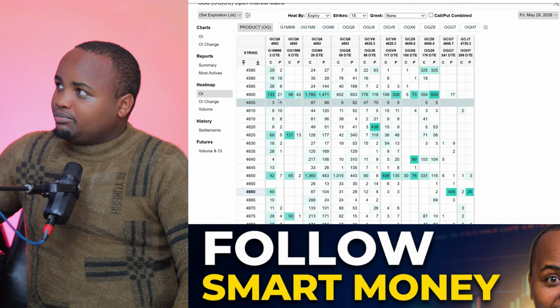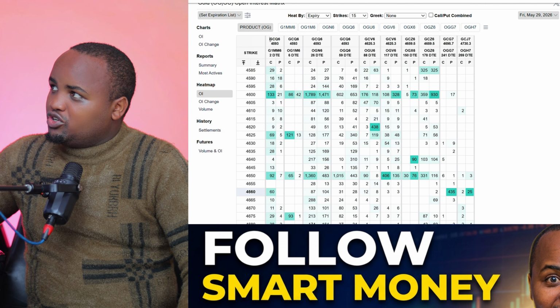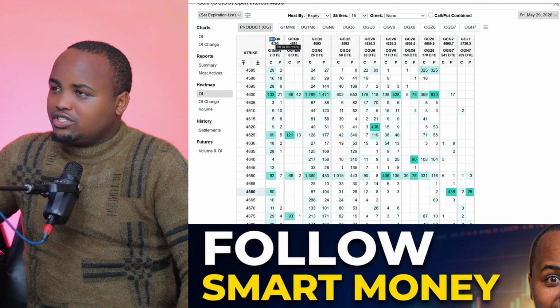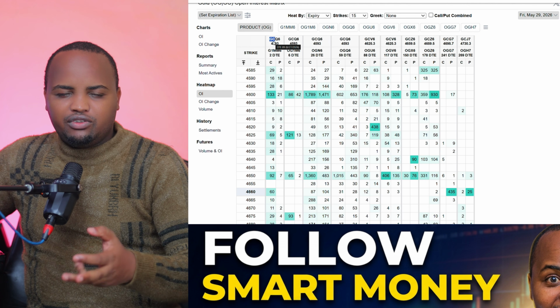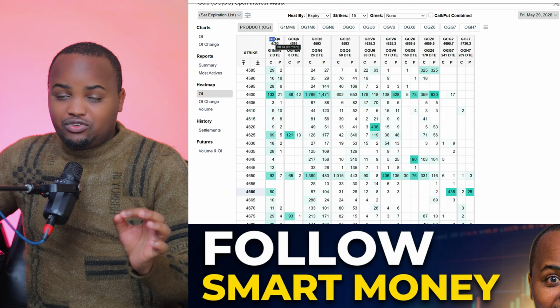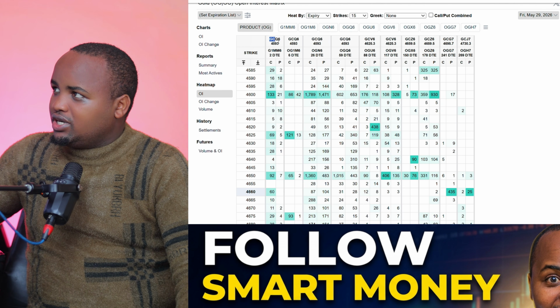All right. Number one, this is of course gold. So when you see this symbol here, GC, of course it is gold. You're going to see it on either options and also on futures. GC, that is absolutely gold.